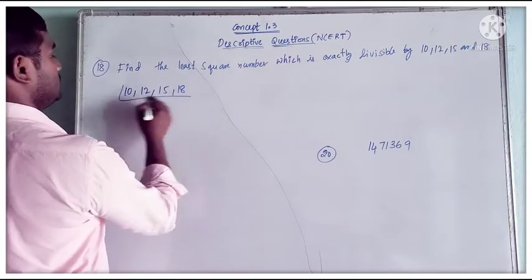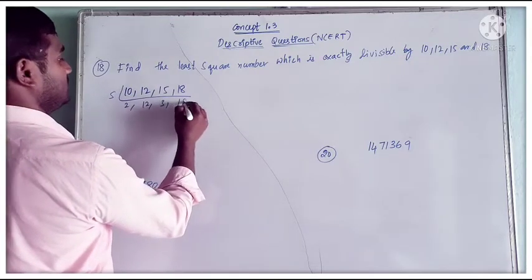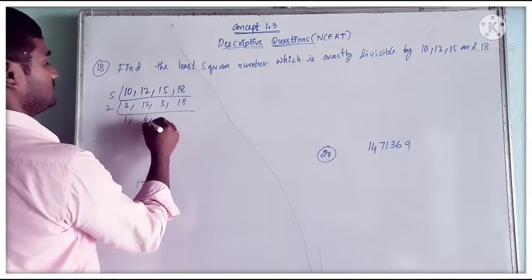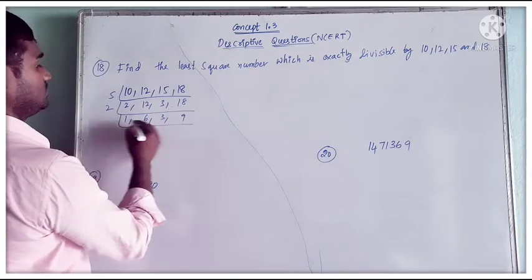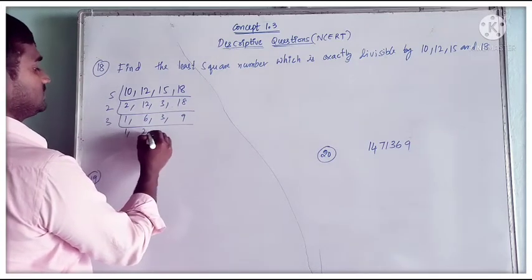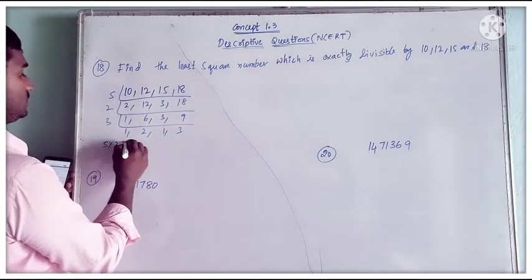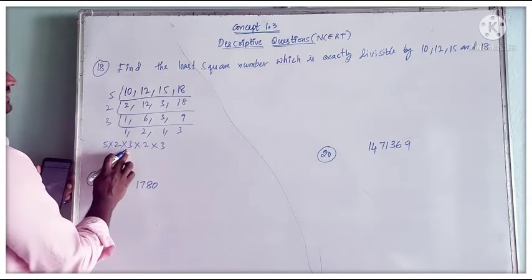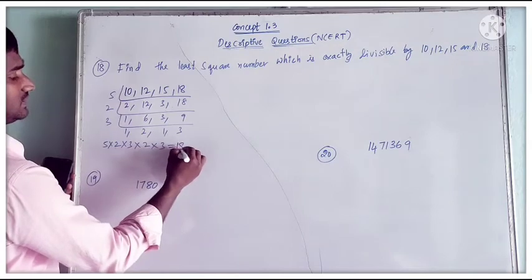So that is 5 2s are 10, 6 2s are 12 as it is, 5 3s are 15, 6 3s are 18 as it is. Next, 2 table: 2 1s are 2, 2 6s are 12, 3 as it is, 2 9s are 18. Next, 3 table: 1 as it is, 3 2s are 6, 3 1s are 3, 3 3s are 9. Multiply now: 5 into 2 into 3 into 2 into 3. So 5 2s are 10, 10 3s are 30, 30 2s are 60, 60 3s are 180.